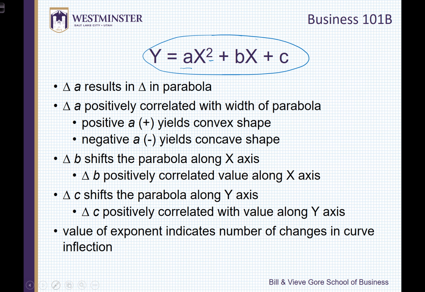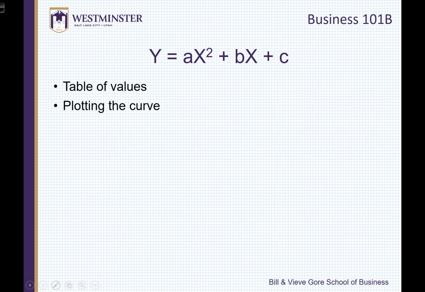And again, C is positively correlated with the value on the y-axis, so as C increases in value, then we would find this parabola rising along the y-axis, and as C decreases in value, we would see the parabola shifting downwards along the y-axis. So let's think how we might plot this. We'll create a table of values to do this, to make it easy for ourselves. Since this isn't your basic straight line, it's a little harder than we had with the point slope equation.